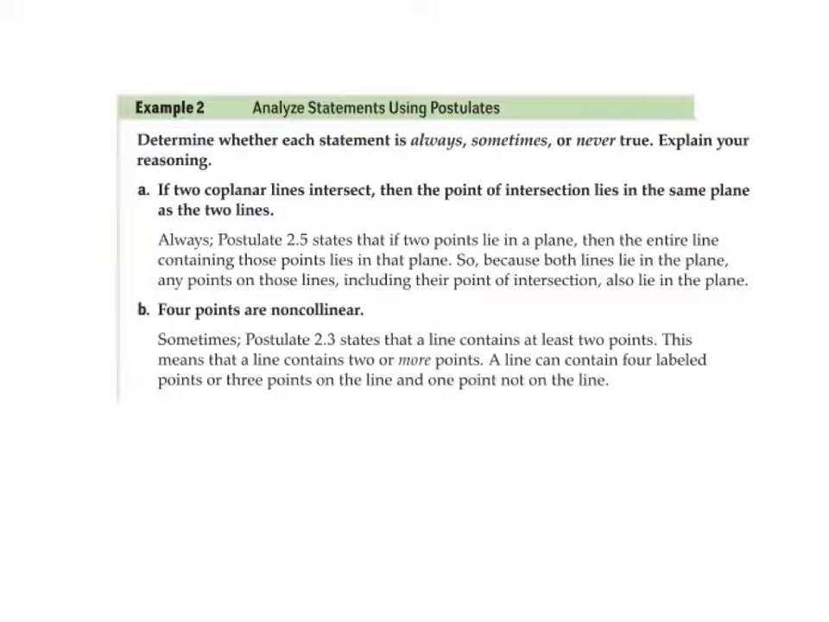Okay, so A, it says if 2 coplanar lines intersect, then the point of intersection lies in the same plane as the 2 lines. Well, that is always, and postulate 2.5 is the one that gives you the answer to that one. Okay, on B, 4 points are non-collinear. Well, that obviously has to be sometimes, depending on the diagram. Okay, so 4 points, you only need in 2.3 2 points to make a line. So this means it could be 2 or more. All right, so that's got to be sometimes.